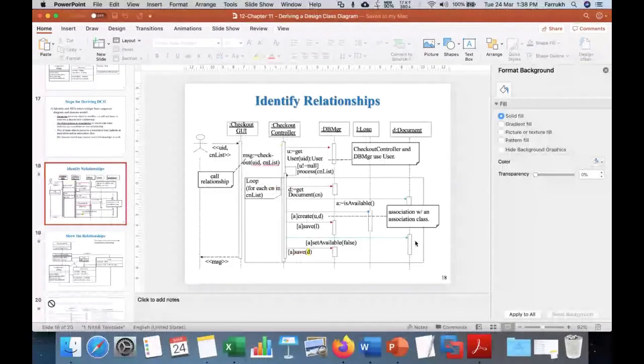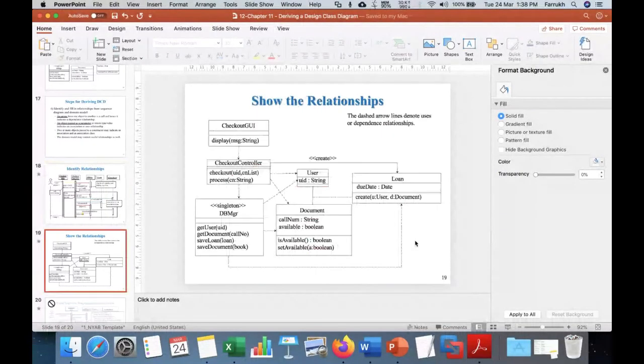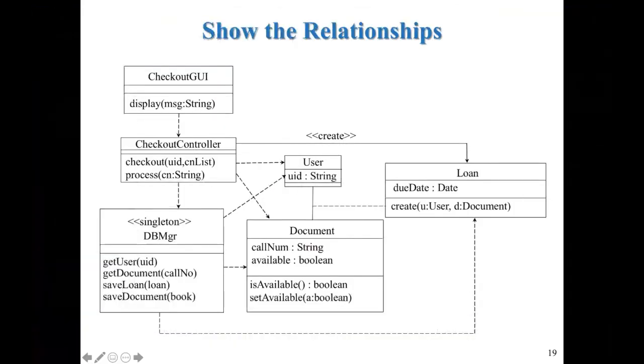In the next step, you fill these relationships in your DCD. So now you draw these arrow signs by looking at the arrow signs in your sequence diagram.